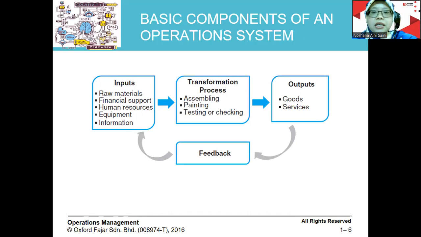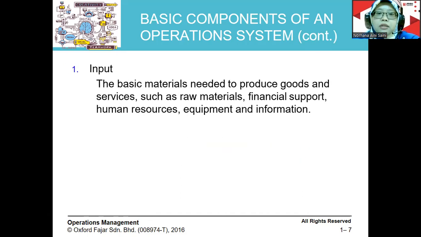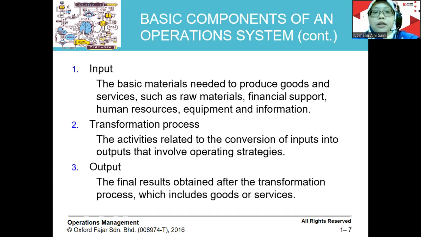So these are the four important elements of the operation system. We have input, transformation process, output, and the last one is feedback. So let's go through one by one, which I already explained just now. So what is the input? Input is the basic material needed to produce goods and services, for example, raw material, financial support, human resource, and also equipment and information.